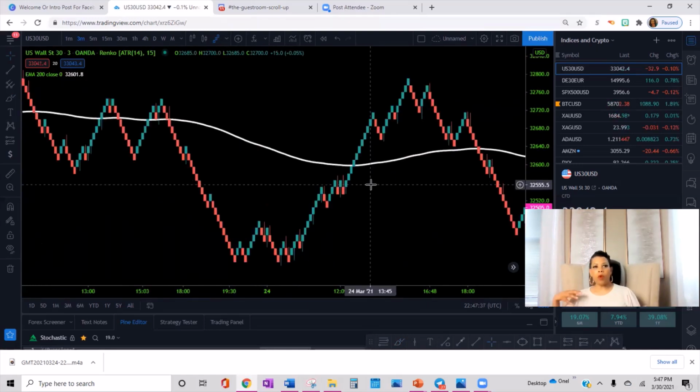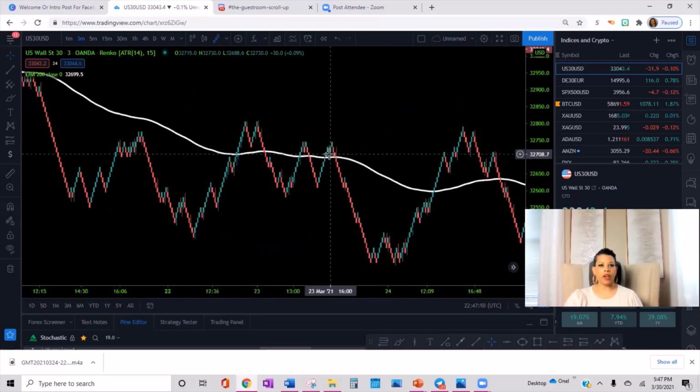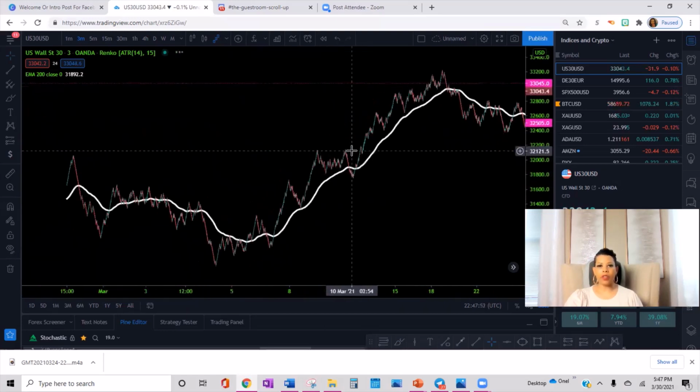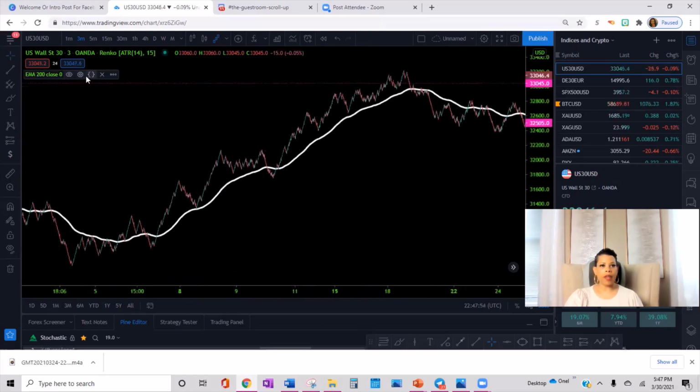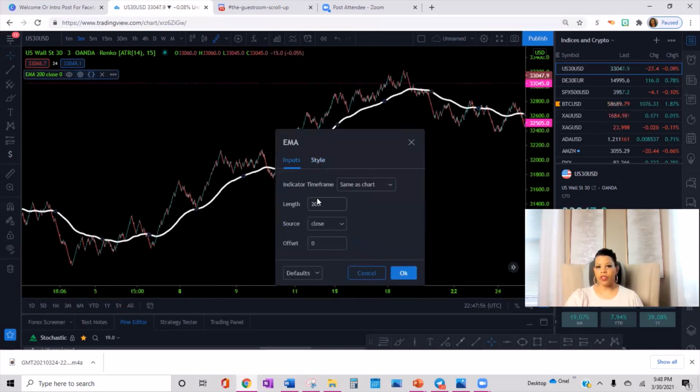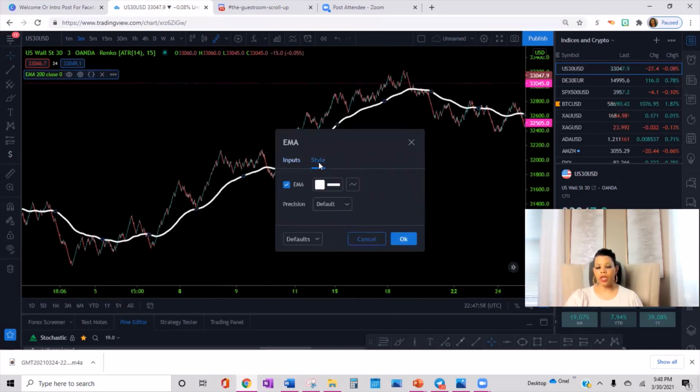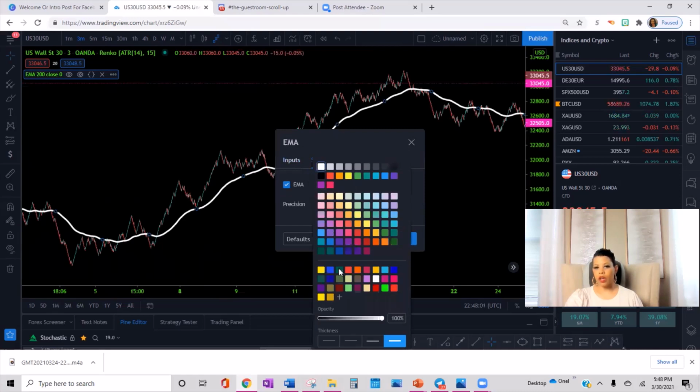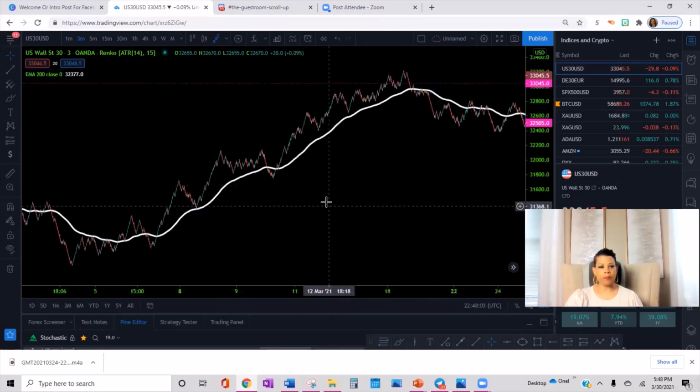There's one more moving average that I like. It's the 200 EMA. I like the 200, especially for new traders, because it helps you to identify how price is trending. I'm going to squeeze this chart in. I just made mine white so that you can see very clearly. My inputs are here. It's just 200. You can make this whatever color and whatever thickness you want it to be.